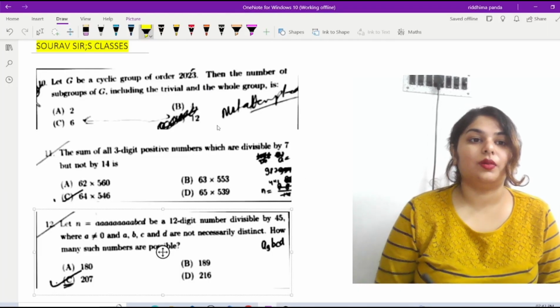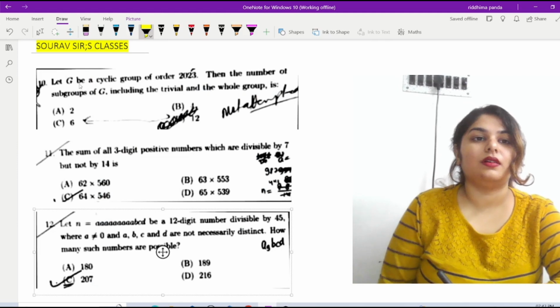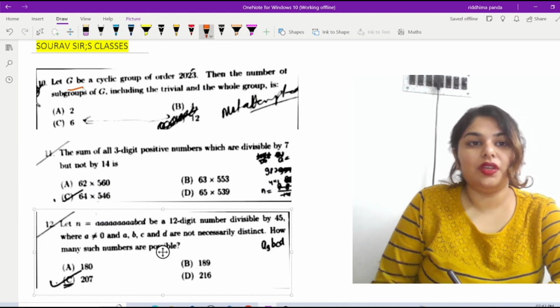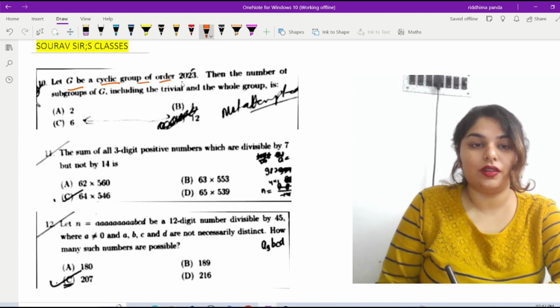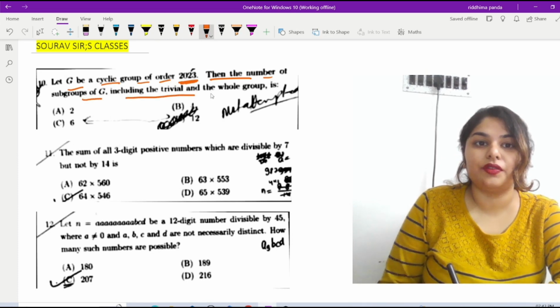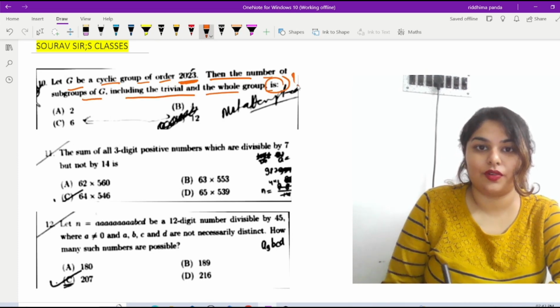So let us start with question number 10. Here the question given is that let G be a cyclic group of order 2023, then the number of subgroups of G including the trivial and the whole group is how much, right?